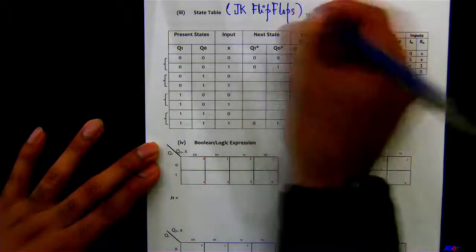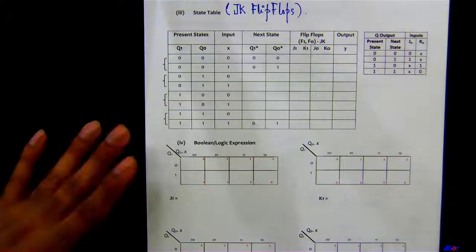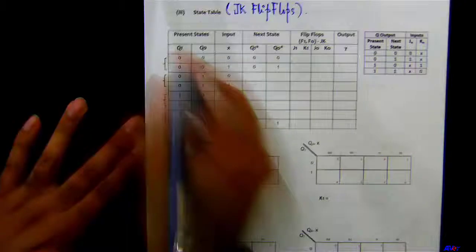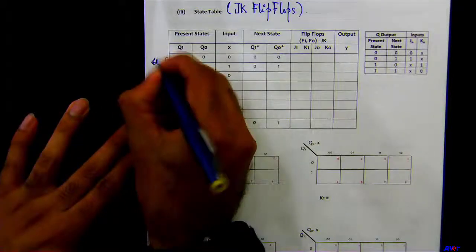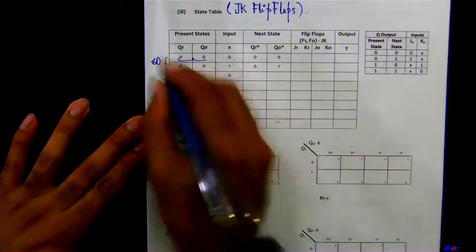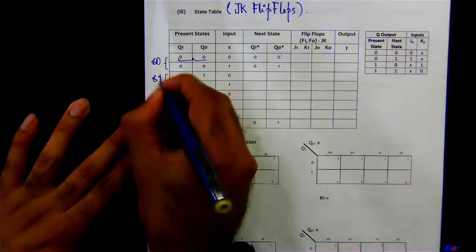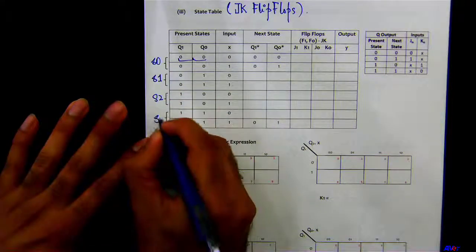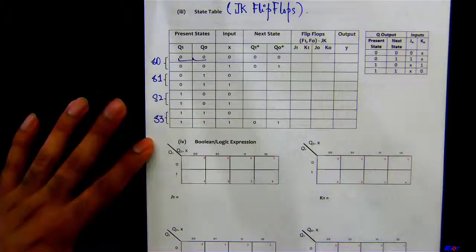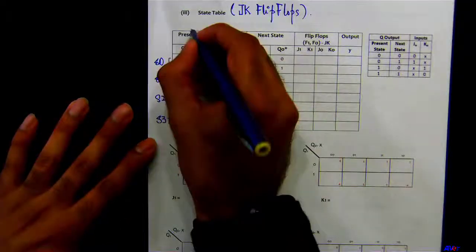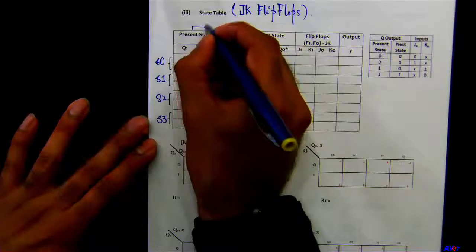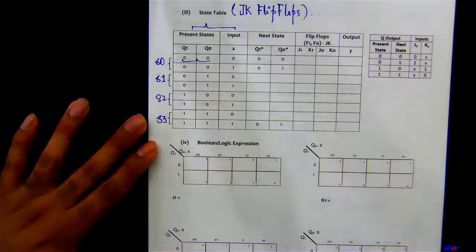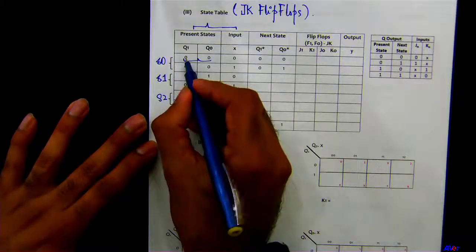And because we have 4 states, we need 2 flip-flops, correct? Again, remember this is your S0, so 0, 0. S1, S2, and then S3. These are your 4 states. In the state table, we put our present states and the inputs right next to each other. So, present state is 0, 0.